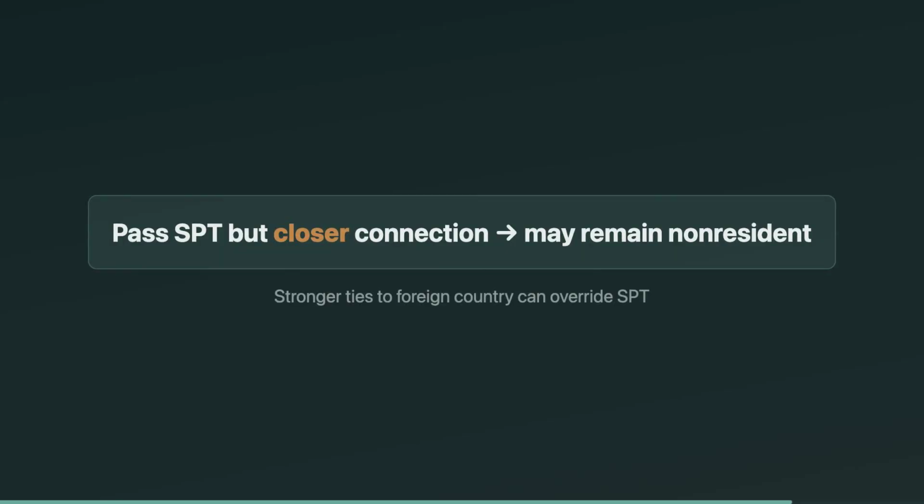Even if someone passes substantial presence, they may still claim they're a non-resident using a closer connection exception if they maintain stronger ties to another country. Think Canadian snowbird. On the exam, the key idea is substantial presence is not always the final word. If you see facts about a foreign tax home and stronger ties abroad, your radar should go up for closer connection.